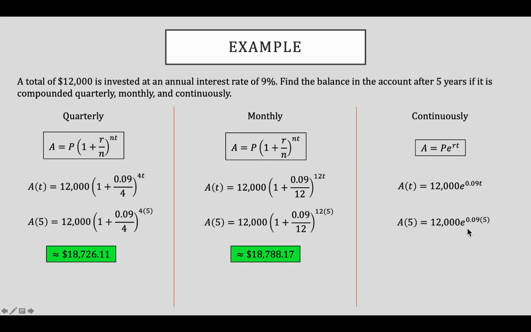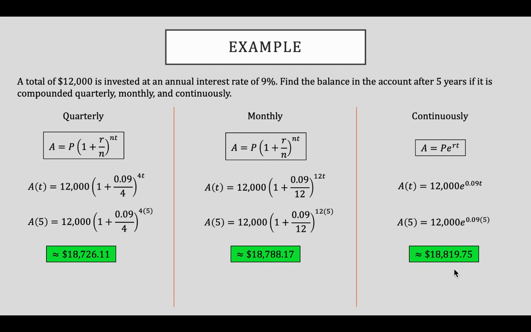This is 12,000 times e raised to the, remember, parentheses around the entire exponent when you plug it into your calculator, 0.09 times 5. And that gives us approximately $18,819.75. So, out of these three options, which one's the best one? Well, compounded continuously. Obviously, it's going to give us the most money.